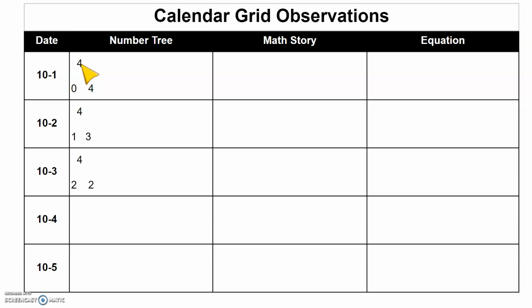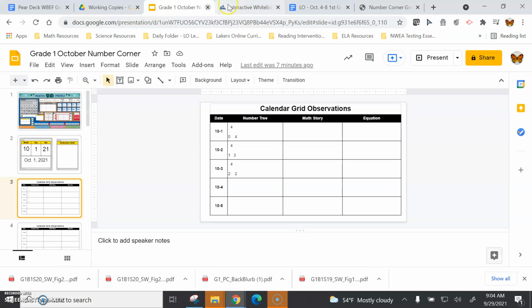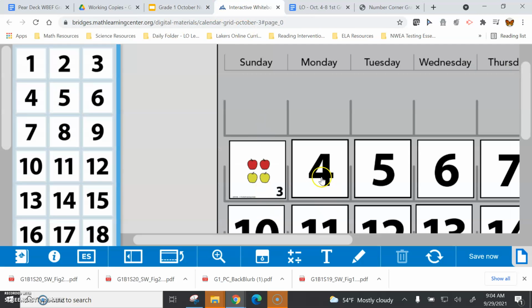Do you see a pattern going on here? Maybe we can continue that pattern with the next part of our calendar. Let's find out what's on our calendar for this day, Monday, October 4th. Dun, dun, dun. Whoa! No apples! What happened? Wait a minute. They're trying to trick us. We have 5 leaves. 1, 2, 3, 4, 5. And none of them are in the basket. Do you think we can make another number tree out of them?